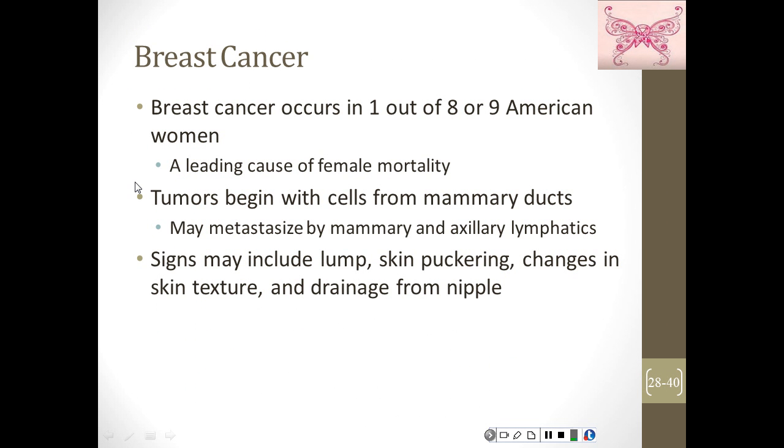Alright, so we look at breast cancer. Breast cancer, wow, it's very common. You have 1 in every 8 to 9 American women, and it is the leading cause of death in females. Now, breast tumors begin with cells of a mammary duct, and then they may metastasize to other organs by way of mammary and axillary lymph nodes. So it may start in the breast, and if not caught early, it can actually spread to various organs through the lymphatic system. So that's what they're talking about, how the lymphatic system can metastasize to the mammary and axillary lymph nodes.